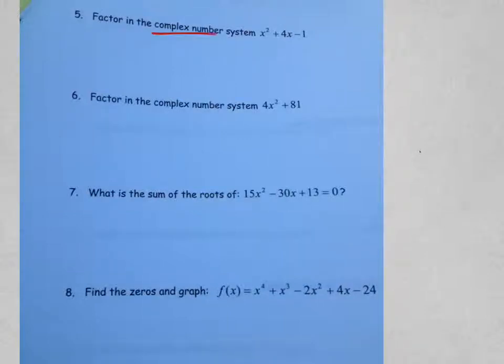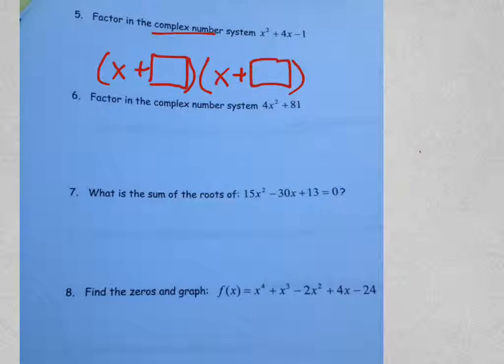Factor in the complex number system simply means to put this equation in the form of x times x plus one root plus another root, or you could say minus. So in order to do that, I'm going to set this equal to 0, and I'm going to use completing the square to find the solutions, and then I'm just going to plug them in right there.